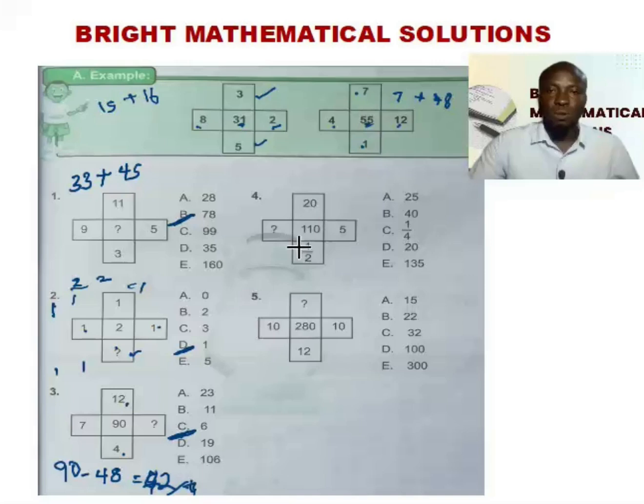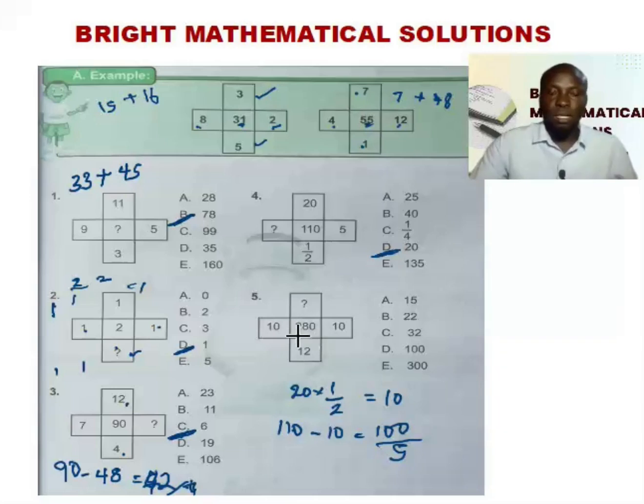Now to the next one. 20 multiplied by 1 over 2 gives us 10. Now what we have here is 110. So 110 minus 10 gives us 100. So divide 100 by 5, and that gives us 20. So our answer here is 20.